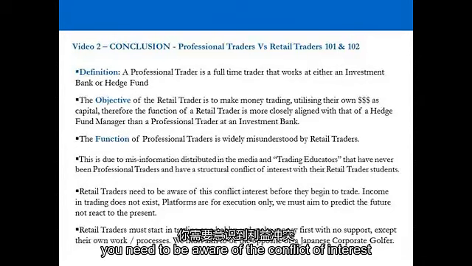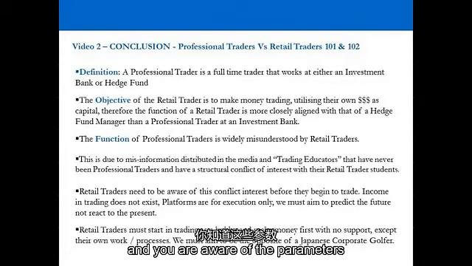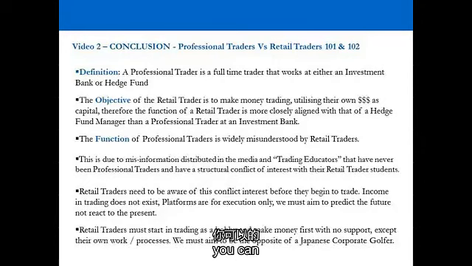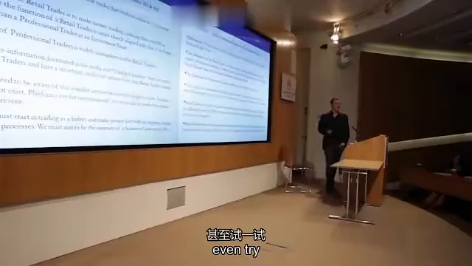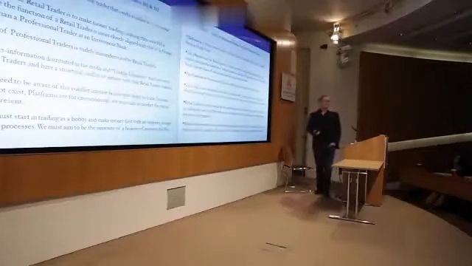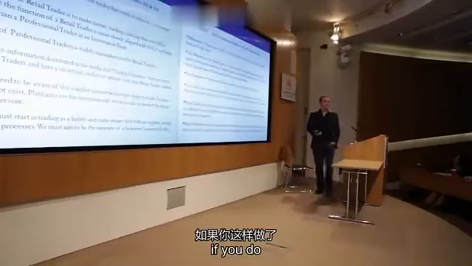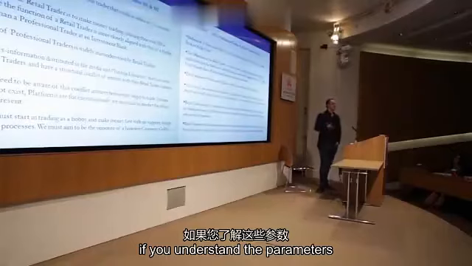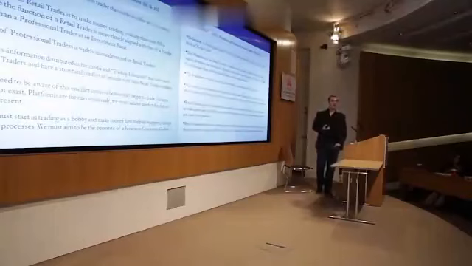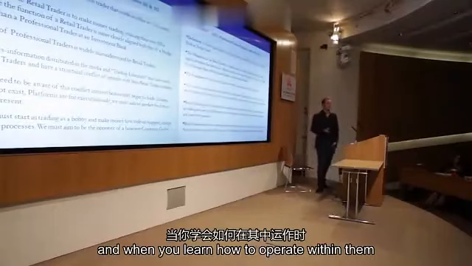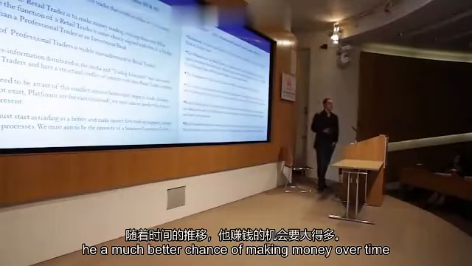You need to be aware of the conflict of interest, because once you're aware of that and you're aware of the parameters, you can decide, one, whether you want to do it, even try. But secondly, if you do, if you understand the parameters, you can learn how to operate within them. And when you learn how to operate within them, you stand a much better chance of making money over time.